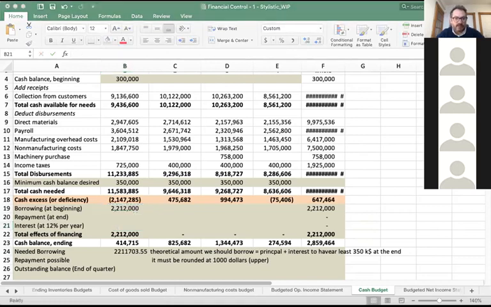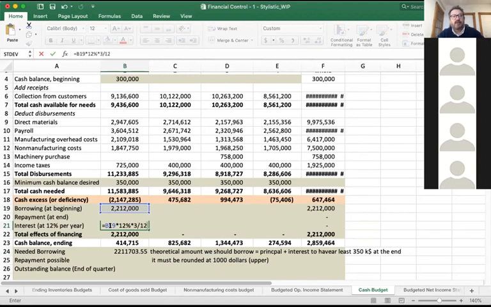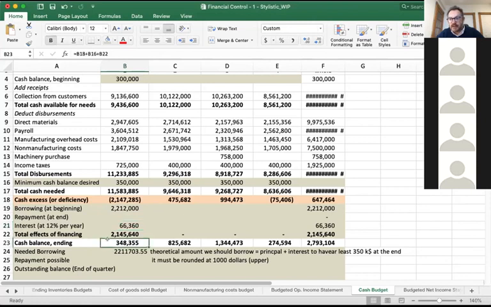Let me check. Yes, so this is the amount. This amount times 12% times 3 divided by 12. So if I borrow this amount, 2,212,000, this is the interest I will pay. Okay, but we can see that it's not enough. It doesn't reach 350.